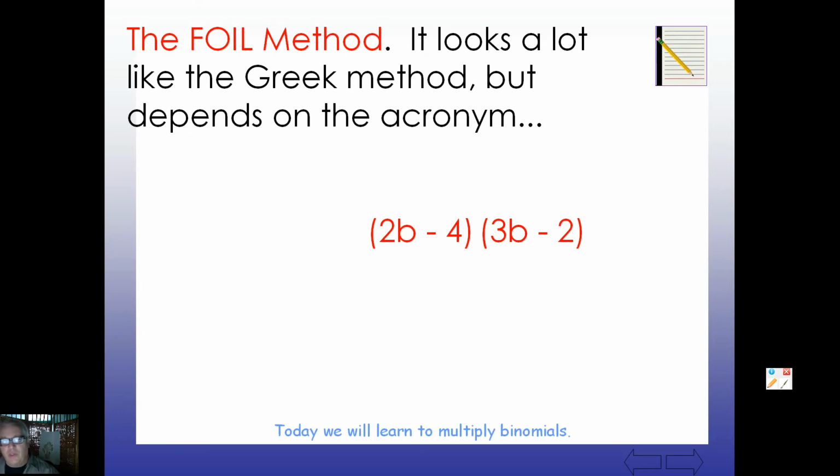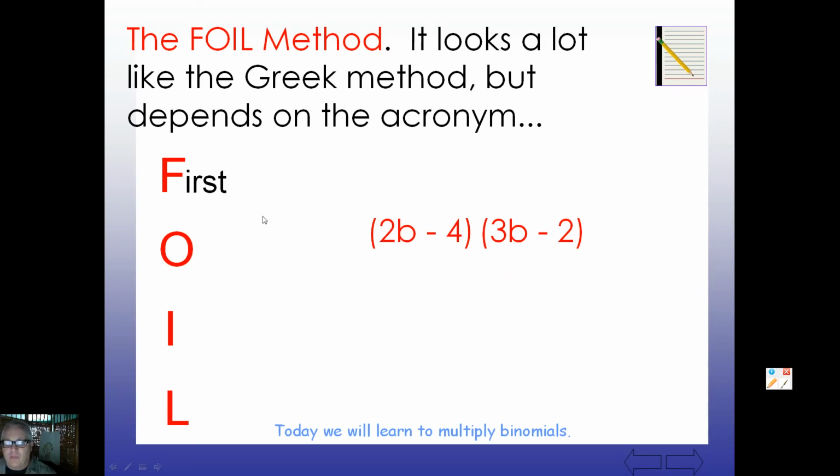For example, USA is United States of America. BMMS is Bell Mountain Middle School. CIA, Central Intelligence Agency, and so on. We have all kinds of these. Nonetheless, here's your FOIL method. FOIL method, of course, is spelled F-O-I-L. The FOIL method looks like this.